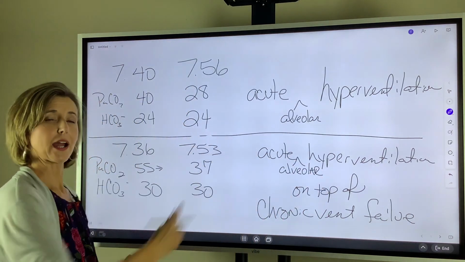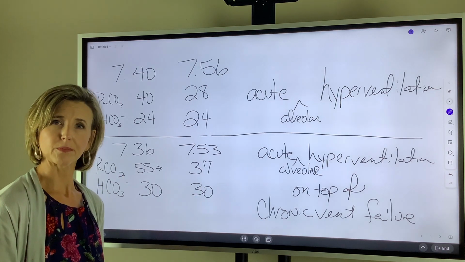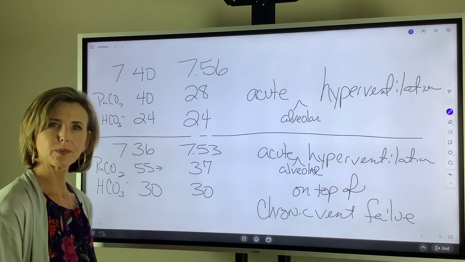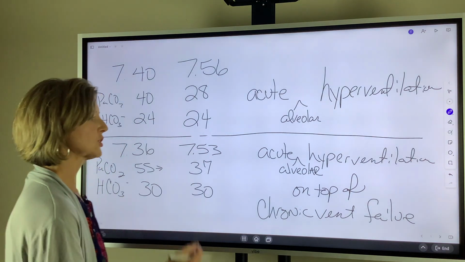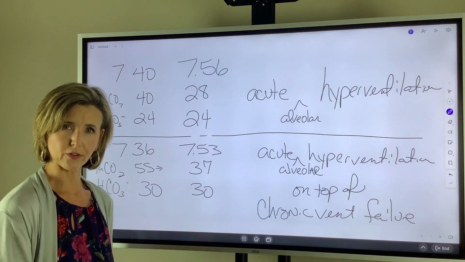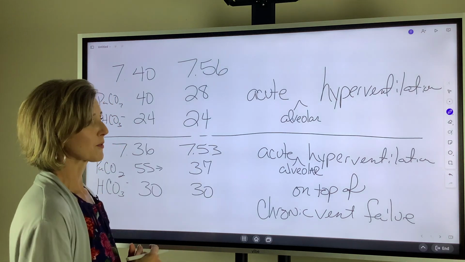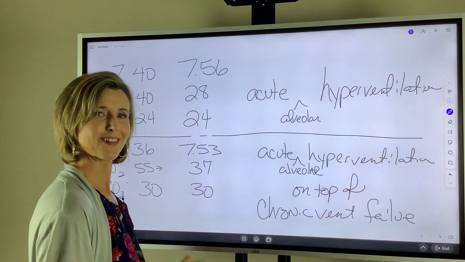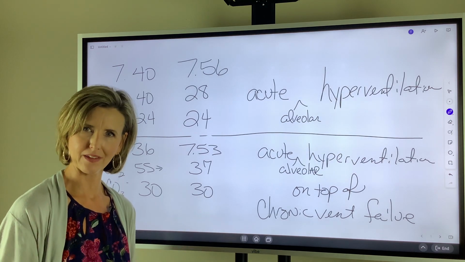All right, so we call this acute, and you can put that alveolar term in there if you want. Acute alveolar hyperventilation on top of chronic ventilatory failure. All we're saying is this is a COPD patient that's hyperventilating. All right, so acute hyperventilation on top of chronic ventilatory failure. Or you can be fancy and say acute alveolar hyperventilation superimposed on chronic ventilatory failure. It means the same thing.